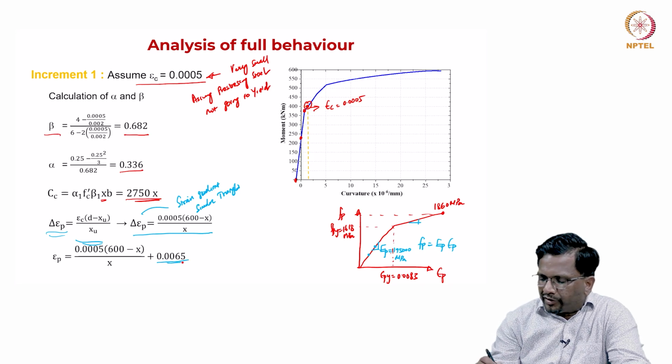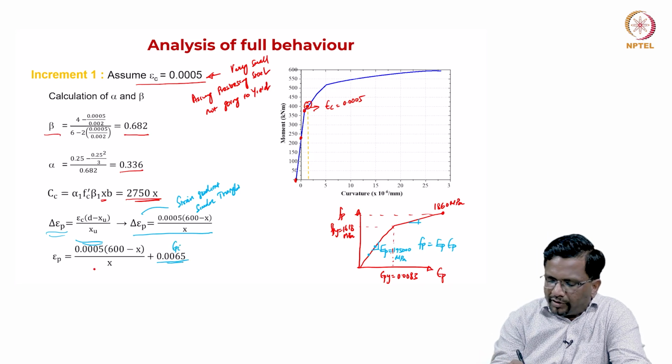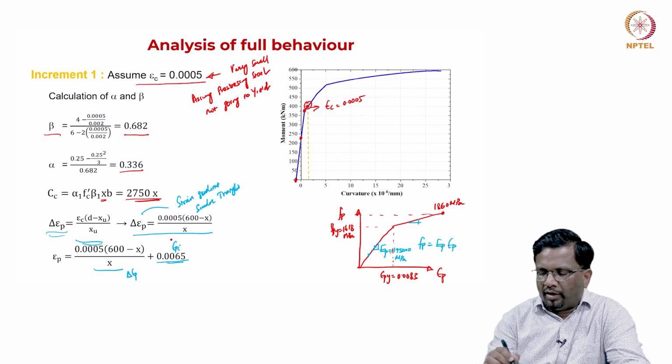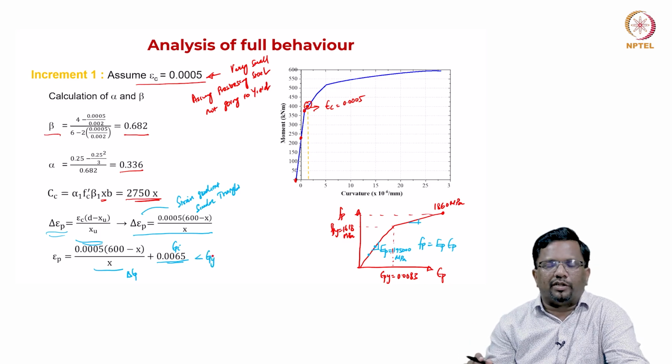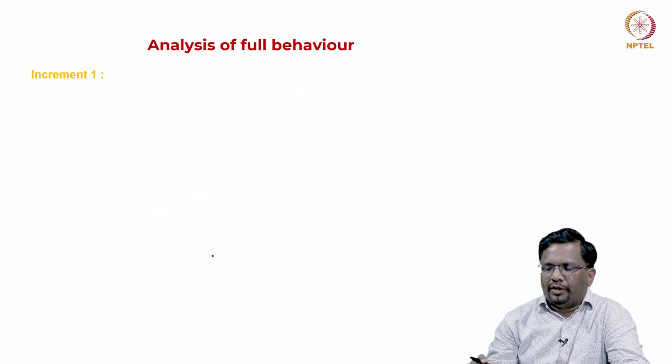This is the initial strain epsilon pi, and this is your delta epsilon p. So, we sum them up and get your epsilon. Now, this net epsilon p, I am going to say that this is going to be less than epsilon p. I am assuming, I have to check again whether that assumption is correct or not. So, let us do that.